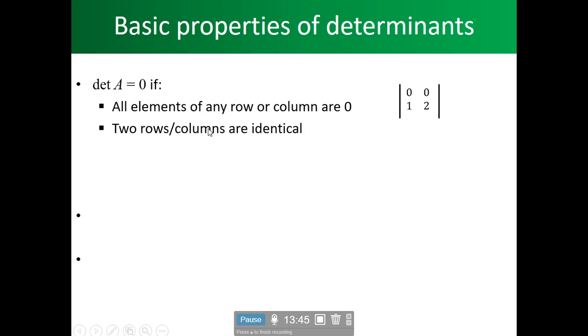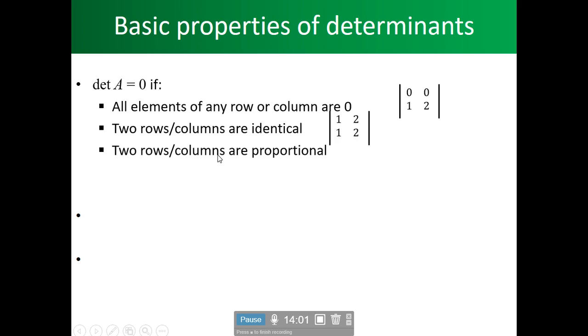Okay, 2 columns are identical. Okay, so if you have 2 times 1 minus 1 times 2, what do you get? 0. Okay, that means that these are the same equations in essence.